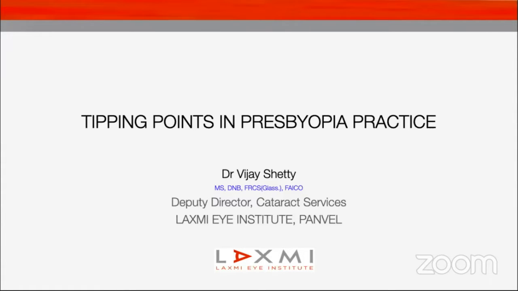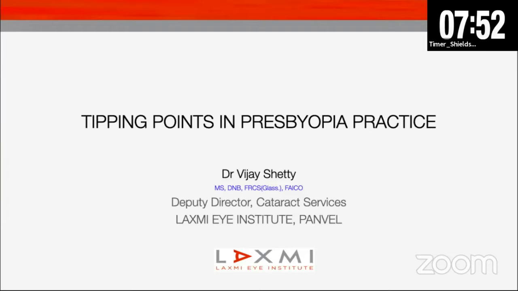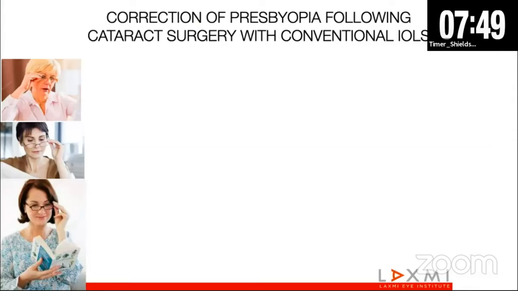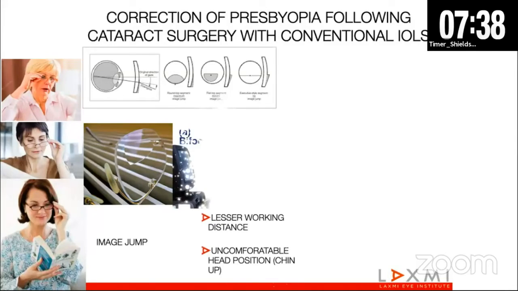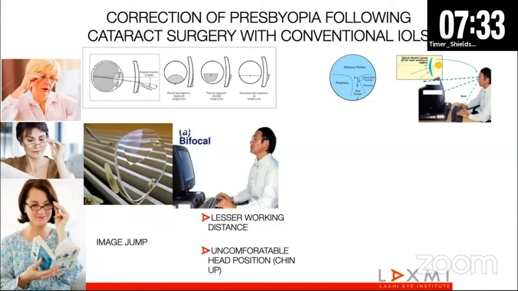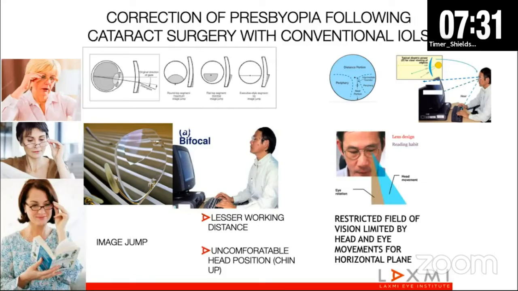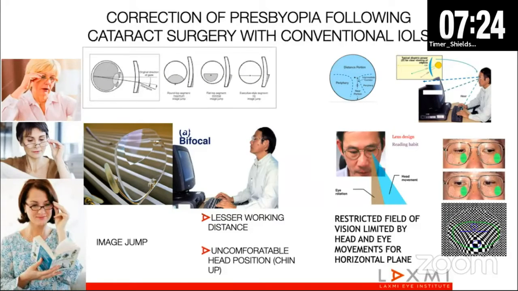So my topic for the day is presbyopic lenses. As you know, the correction of presbyopia following cataract surgery with conventional IOLs requires the patient to use bifocal lenses or progressive lenses. Bifocal lenses come with their own set of problems like image jump, lesser working distance, uncomfortable head position during work. Although progressive lenses give a good intermediate distance, they have problems with respect to restricted field of vision limited by head and eye movements for the horizontal plane and also the distortion when viewed sidewards.